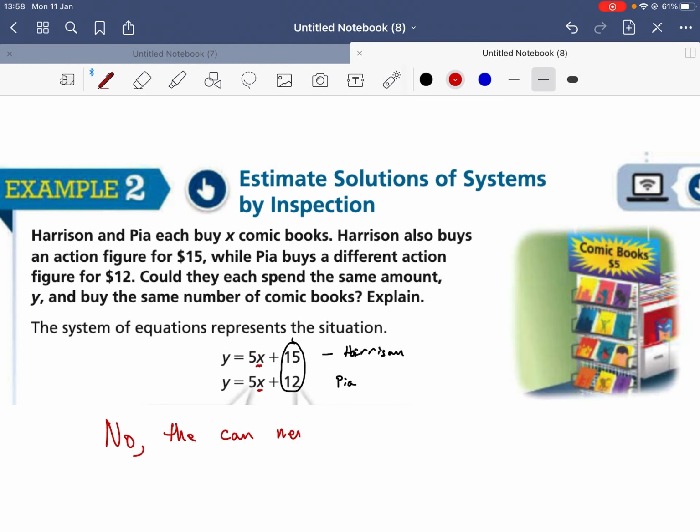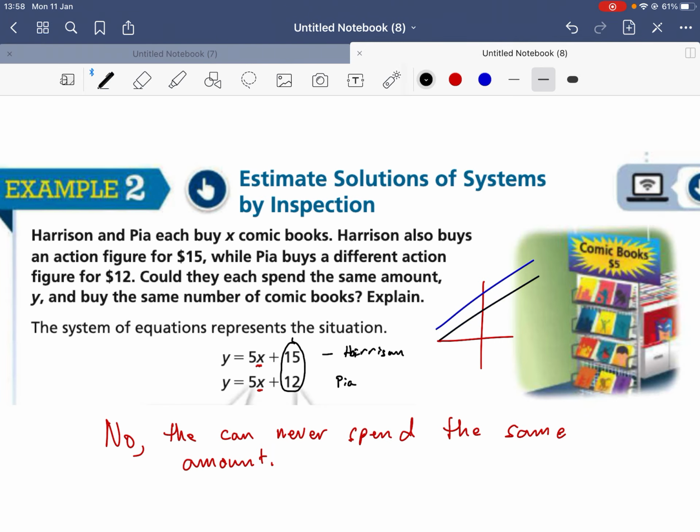they can never spend the same amount. And if you notice, the slopes are the same, y-intercepts are different. So these two lines, if we made a sketch of this, would do something like this. They would never cross, okay?